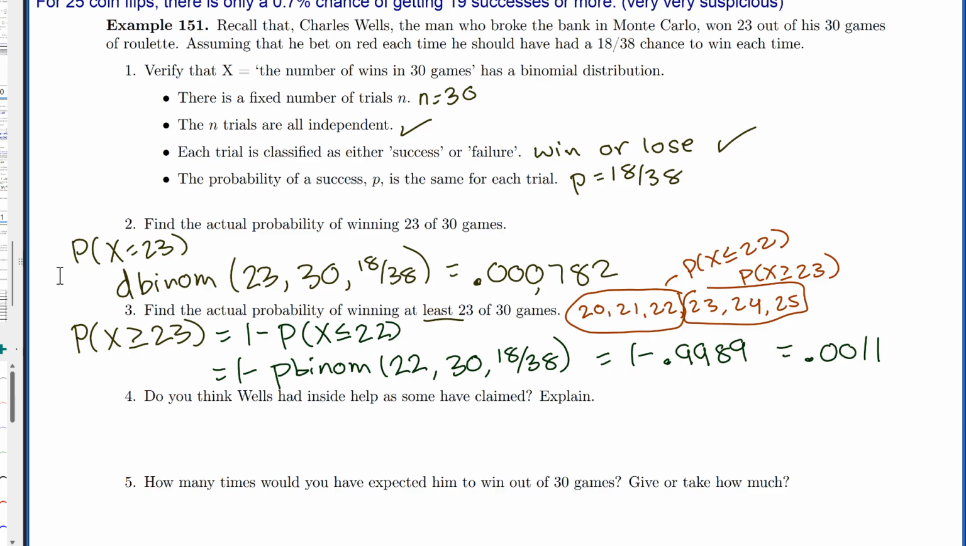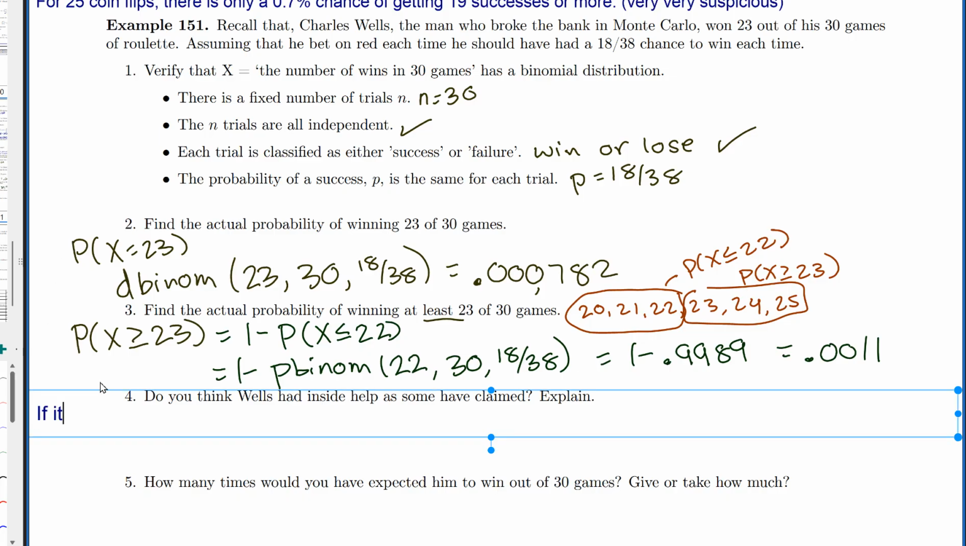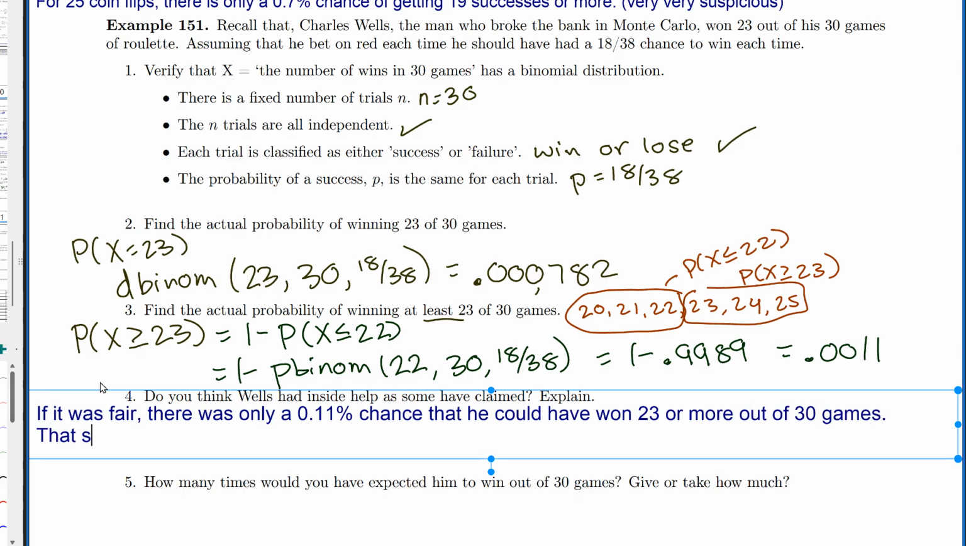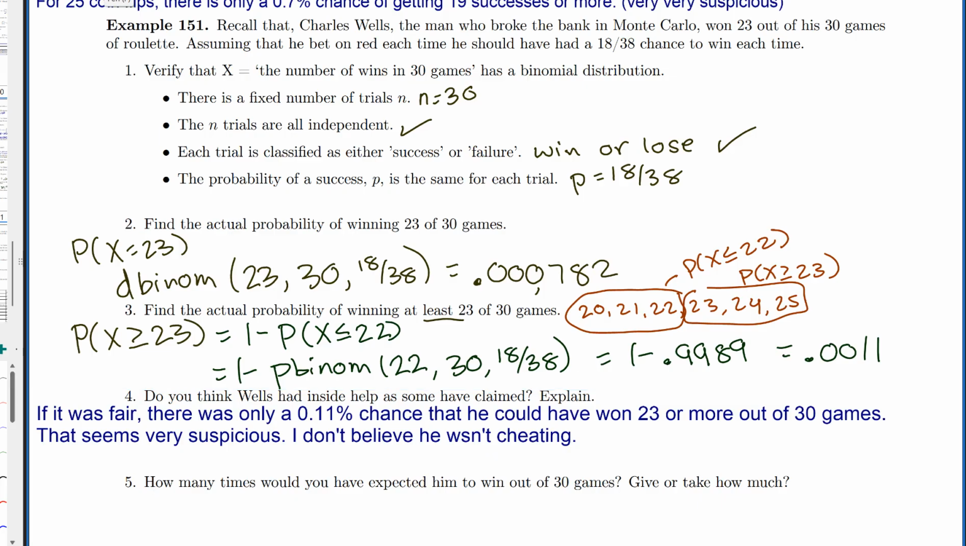So I could say something like, if it was fair, there was only a 0.11% chance that he could have won 23 or more out of 30 games. That seems very suspicious. I don't believe he wasn't cheating. Now, we basically just did a hypothesis test, which is something that we do later in the semester. This would be what we call our p-value later. We're saying if it was fair, there's only this chance that he could have actually done what happened. Okay, that's suspicious. I don't actually think he wasn't cheating.